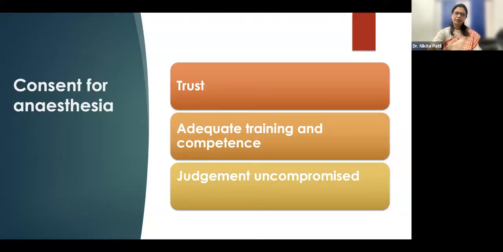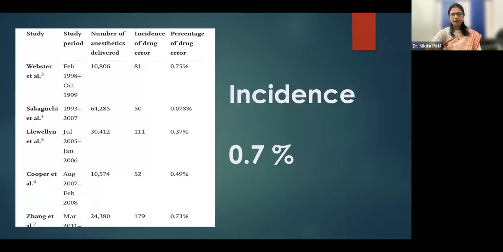Now, when a patient gives consent for anesthesia, the patient trusts us. The patient trusts that our training is adequate, whatever we learned in the medical college is adequate, we are competent, and our judgment will be uncompromised. So friends, it is this consent and trust for which we are responsible, more than what will happen medically. So this is very important.